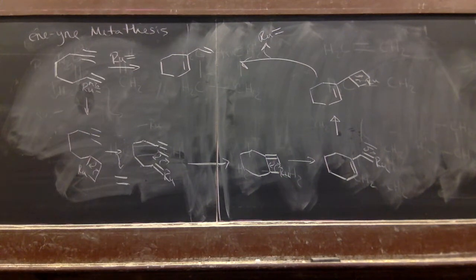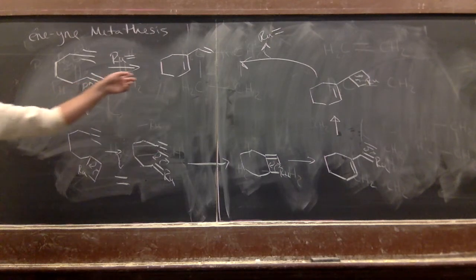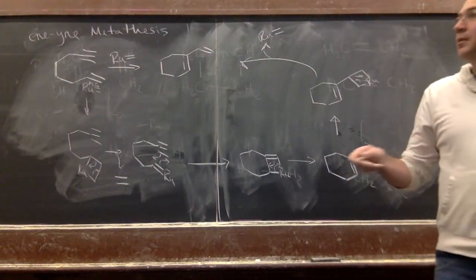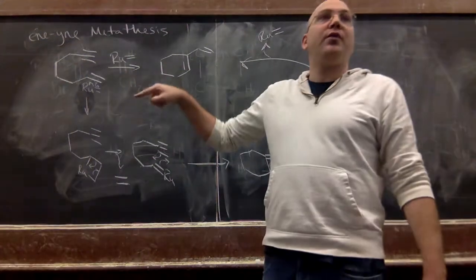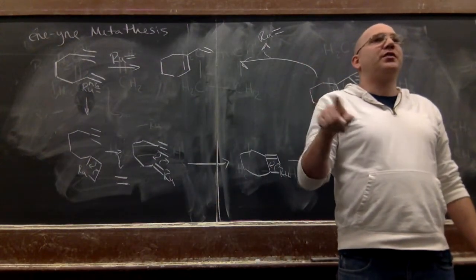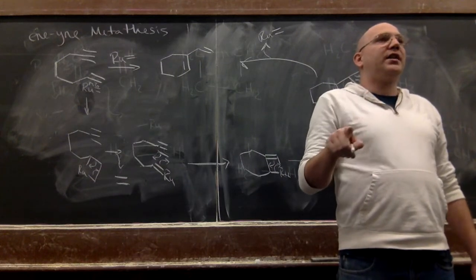So basically, in an enyne metathesis, instead of making a double bond, you actually make a diene, a 1,3-diene. We'll go through the alkyne first. We'll go through that next. You get to the same product, but there's a couple of different products you can get to. So we'll go through the alkyne next.